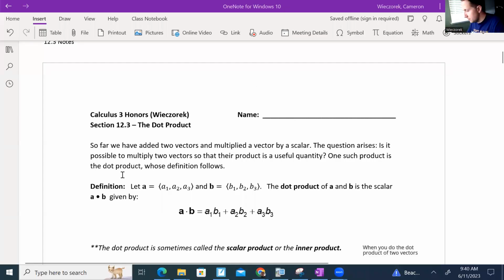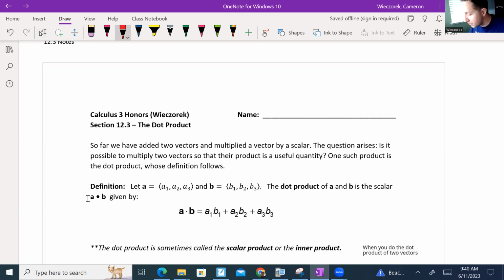All right, so we started talking about vectors in section 12.2, and now what we're going to do is take a look at what's called the dot product. We've so far added and subtracted vectors. We've taken scalar multiples of vectors. The next natural question might be, can we multiply two vectors together?